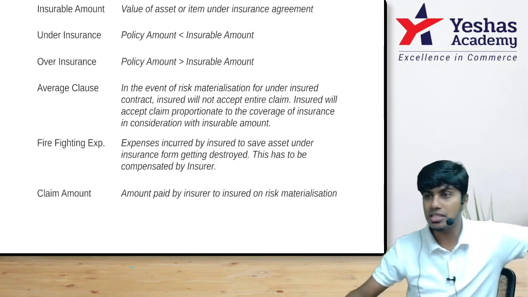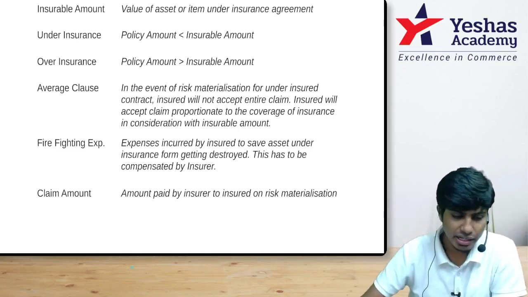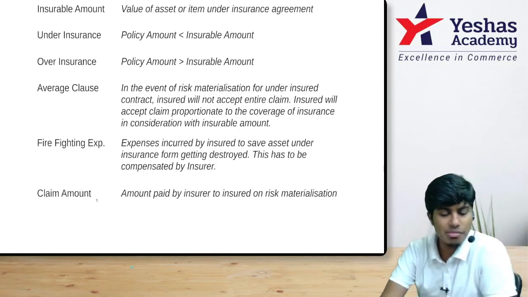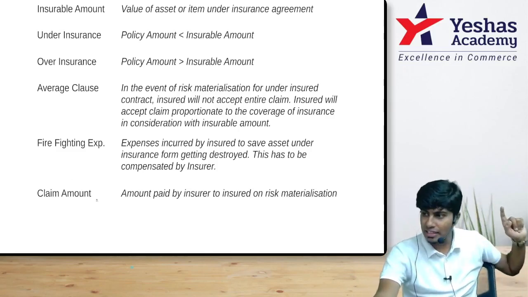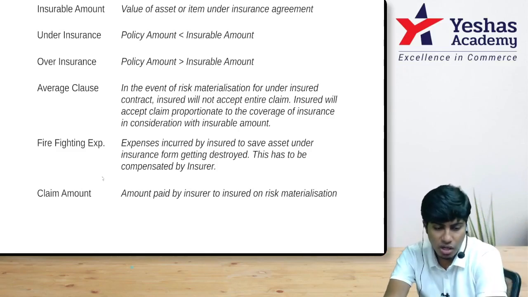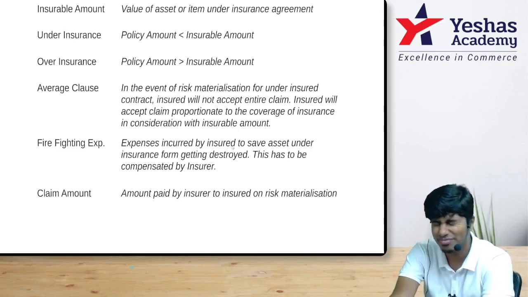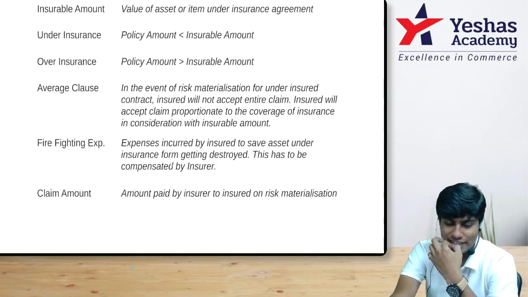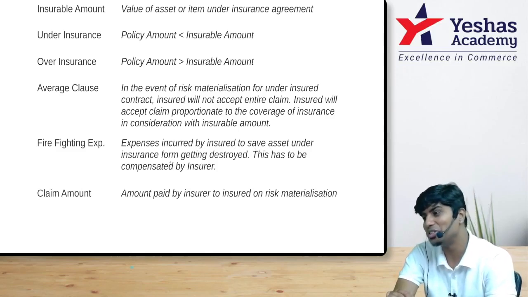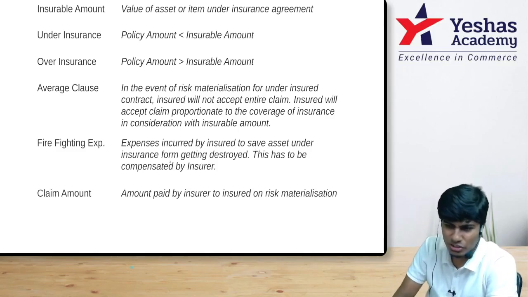What will the insurance company pay us? Loss of stock, and over and above that they pay firefighting expenses. Are you getting it? Next, claim amount. Claim amount is the ultimate amount that the insurance company will pay us. What is a firefighting expense? An expense incurred by the insured to save the asset under insurance from getting destroyed. This has to be compensated by the insurer. Correct. Expense incurred by the insured.